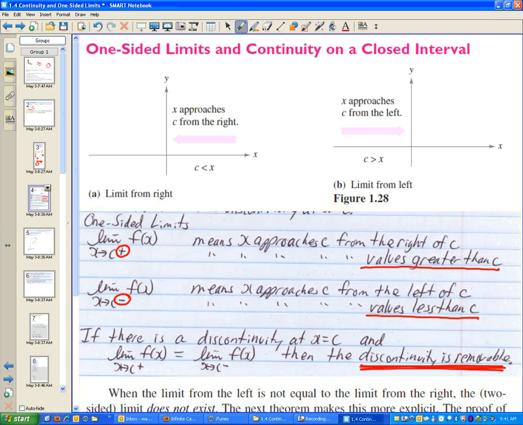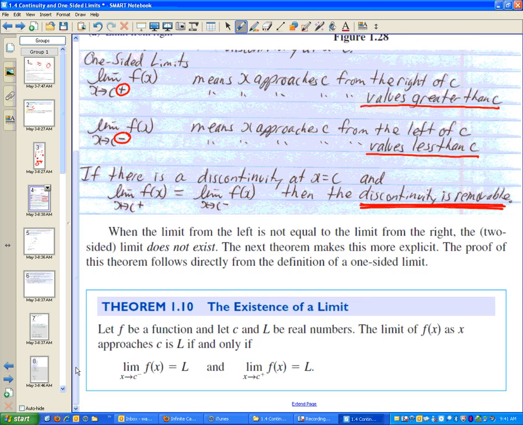So does that give us another way of knowing when a discontinuity is removable? Yeah. When most often does this apply? Usually when we're looking at the graph. Okay. Now, when the limit from the left is not equal to the limit from the right, then the limit does not exist.